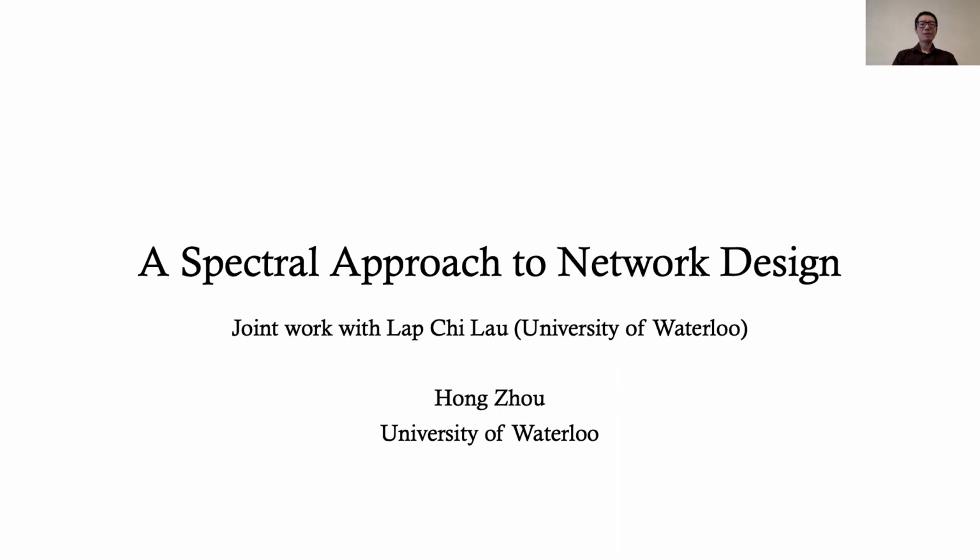Today, I'm going to talk about a new approach to network design. It is widely recognized that linear programming is the most general and powerful approach in designing approximation algorithms for network design. Our new approach introduces ingredients and techniques from spectral graph theory and discrepancy theory. We show that the new elements can significantly extend the scope of network design.